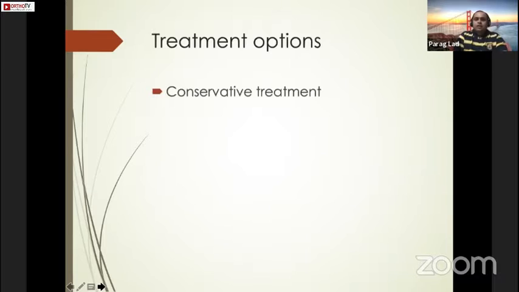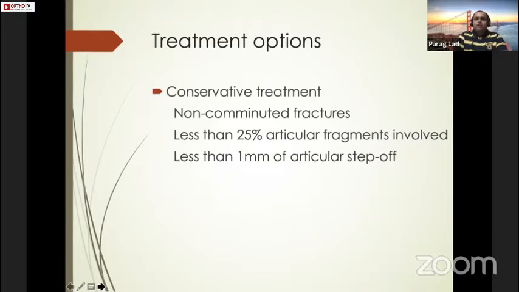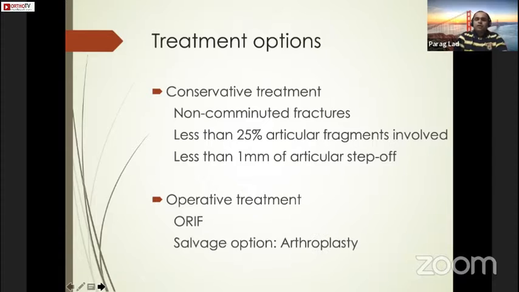Let us take the treatment options. If the articular fragments are less than 25% involved, and the step is less than 1 or 2 millimeters, then we can consider conservative treatment. Otherwise, the option of open reduction and internal fixation is there, but sometimes the head is so comminuted that the salvage option of an arthroplasty may have to be considered.